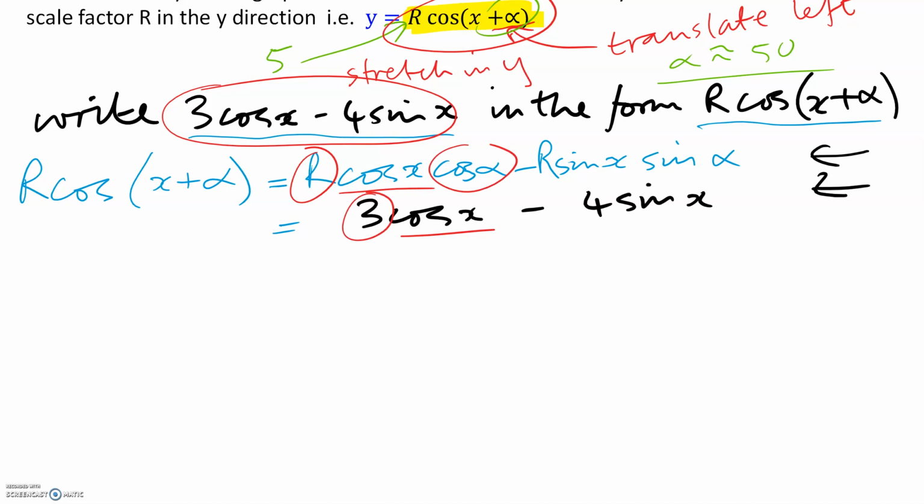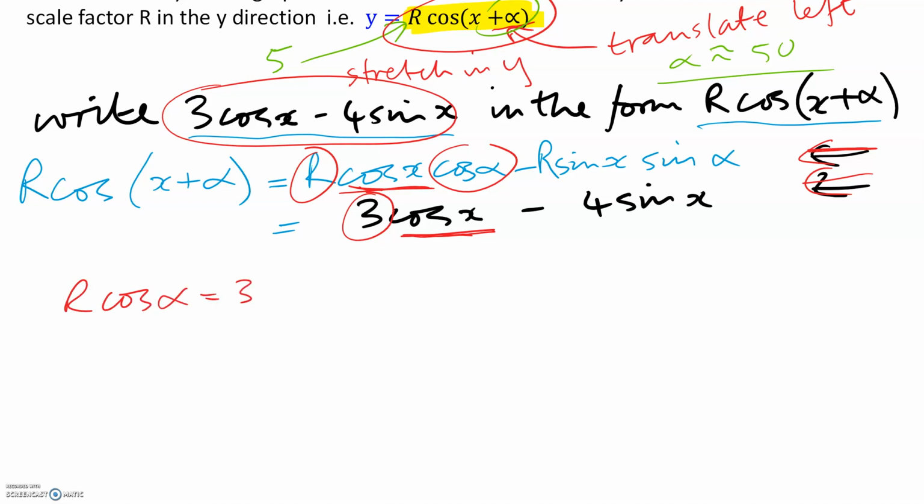Remember these two lines here and here, they must be equivalent because they both equal this. So if this is cos x here and this is cos x here, then the r cos alpha must equal 3. So let's write that down. r cos alpha must equal 3.